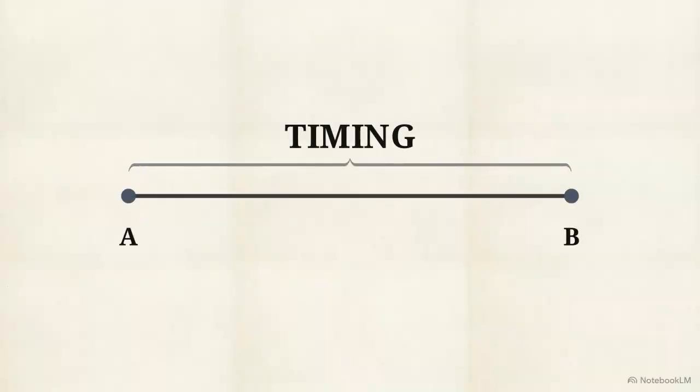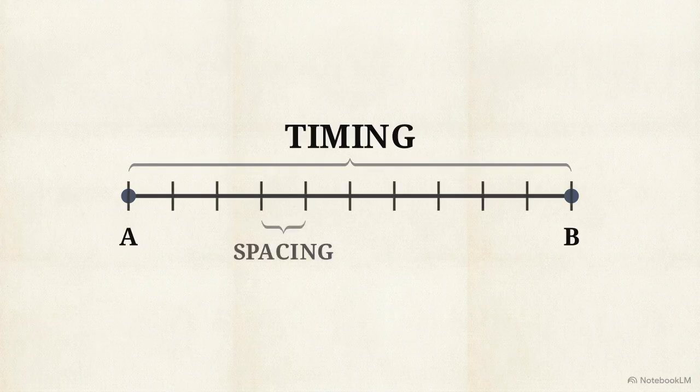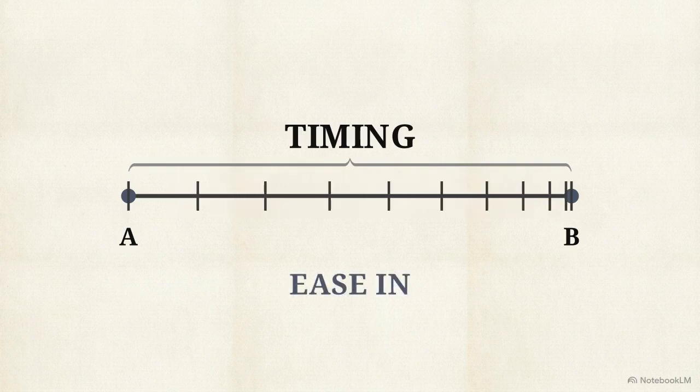Timing dictates exactly how long an action takes. Spacing dictates the physical distance the object travels between each of those specific time points.